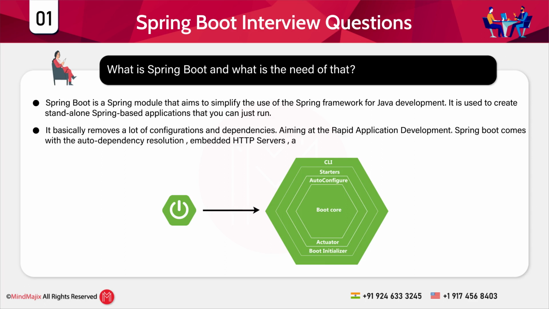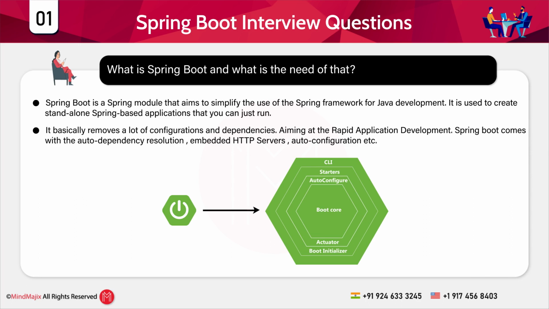Spring Boot is basically a Spring module. The main aim of Spring Boot is to simplify the application development, whatever we are implementing with the help of the Spring framework. So nowadays, most of the companies prefer to implement their applications with Spring Boot instead of Spring. Basically, Spring Boot is used to create a standalone Spring-based application that you just need to run. It removes a lot of configuration and dependencies, aiming at rapid application development. And Spring Boot comes with auto dependency injection, embedded HTTP servers, auto configurations, etc.